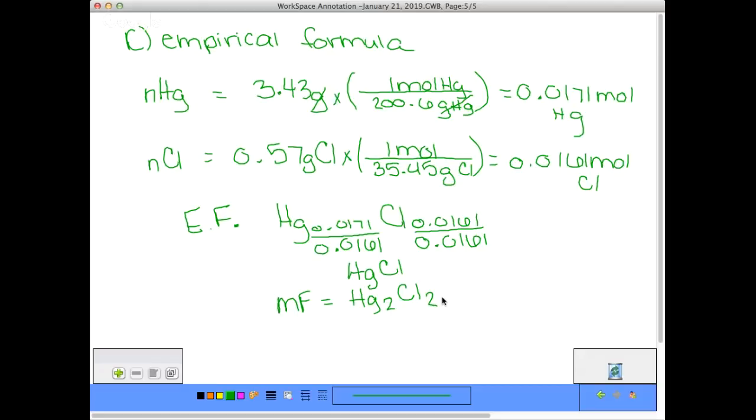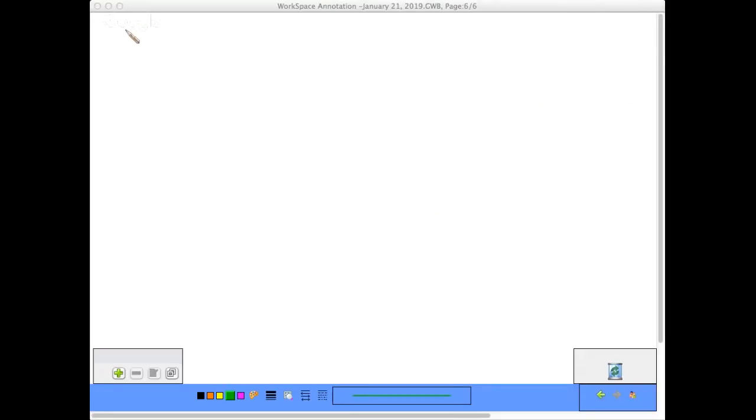Okay. I'm going to go ahead and move on to number 10. Number 10 is kind of a longer one. So this is number 10 on the homework. Number 10 says glutamine is 41.1% carbon, 6.9% hydrogen, 19.2% nitrogen, 32.8% oxygen by mass. The molar mass of glutamine is 146 grams per mole.